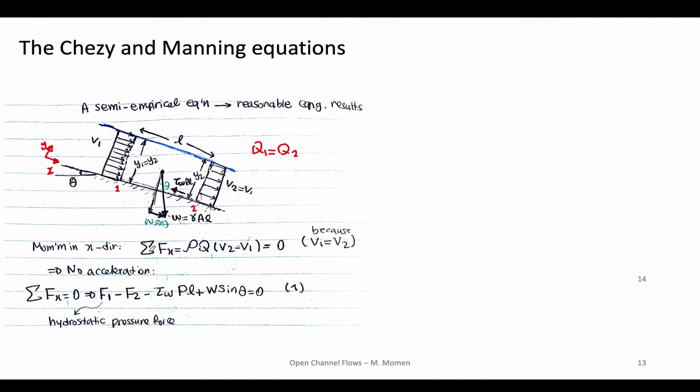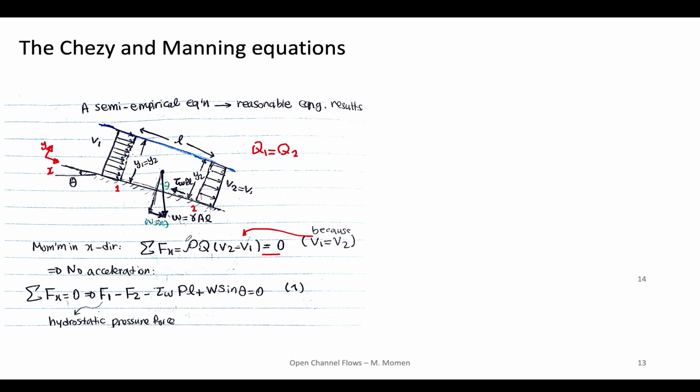So I will write the momentum equation in the x direction, along the channel. The sum of the forces along the channel is going to equal rho Q times (v2 minus v1). This is from the momentum equation that we derived before. And because v2 equals v1, since we are in a uniform channel, this should equal 0, and so the sum of the forces should equal 0.